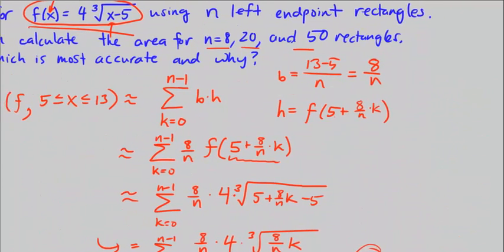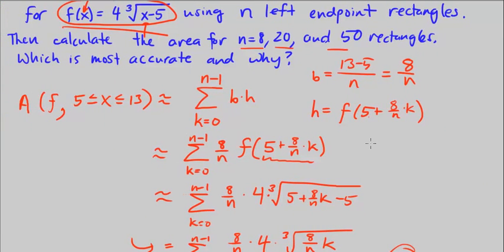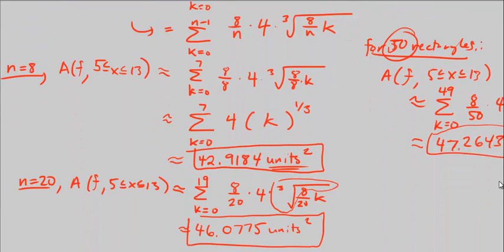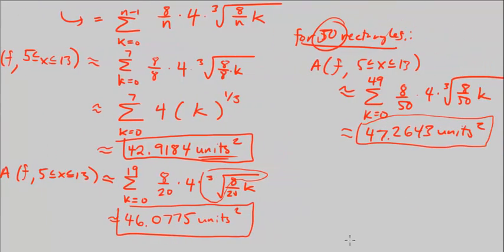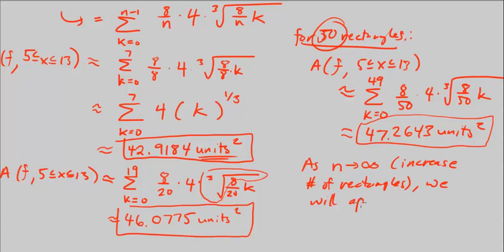Let's answer the last part. Which area is most accurate and why? Well, remember when we're approximating the area and we're using rectangles, the more we put, the closer we're going to actually get to the actual area. So as n goes to infinity, right, increase the number of rectangles, we will approach our actual area.